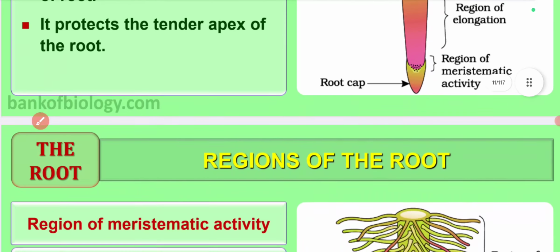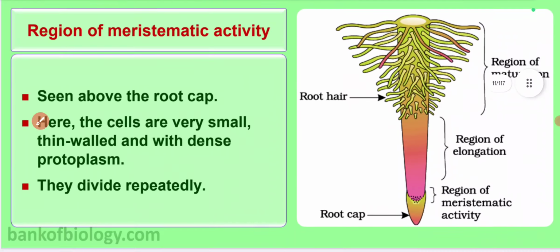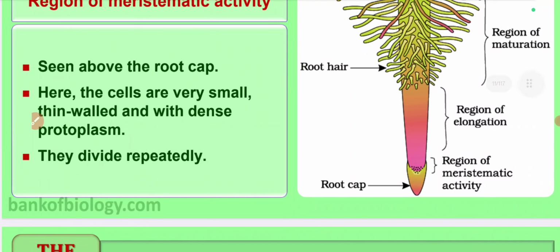Next, the region of meristematic activity, seen above the root cap. It is the region where many meristematic tissue and cells are present. Meristematic cells are called dividing cells. You are also familiar with this term from the class 9 tissue chapter. Here the cells are very small and thin with dense protoplasm. They divide repeatedly with the help of different growth hormones like auxin and gibberellin.